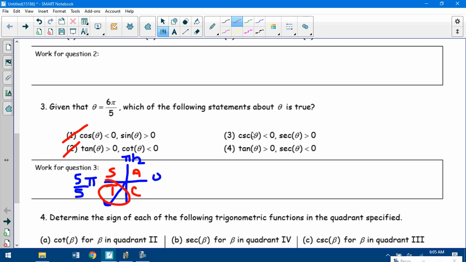Cosecant, what's that related to? Sine. So would sine be negative? Yes, it would. Secant is related to cosine. Would cosine be positive? No, it would not. So hopefully 4 works. Tangent's positive, true. Secant, which again is cosine, would be negative. So that's why it's 4. You're in quadrant 3. Tangent's positive because that's the T quadrant. And since secant's related to cosine, cosine's only positive in 1 and 4, so it'd be negative over here. Okay, so that's why number 3 is choice 4.